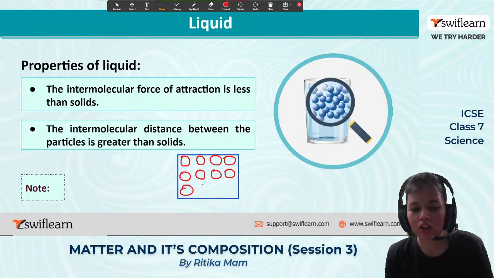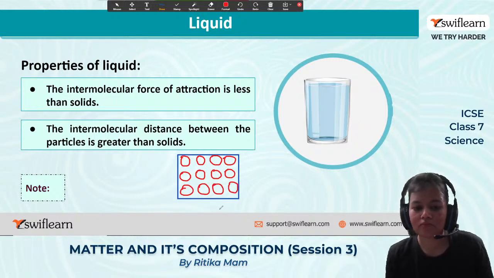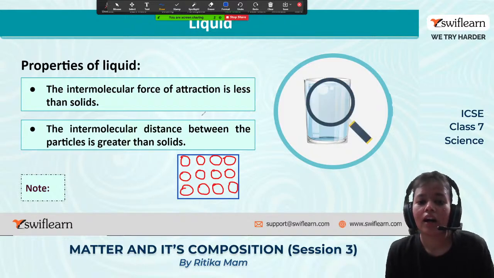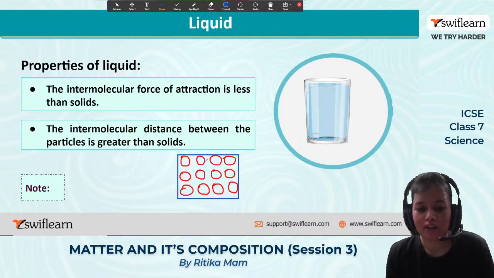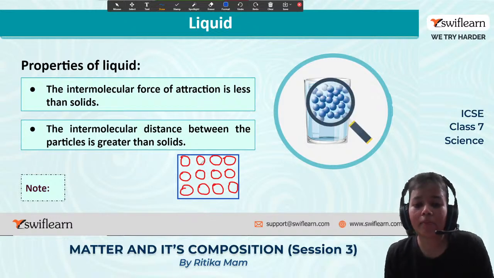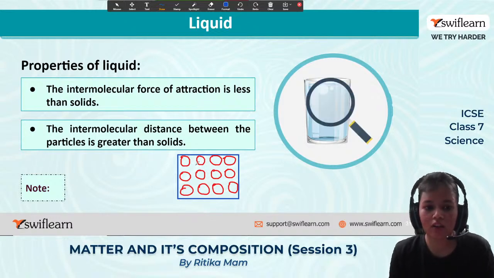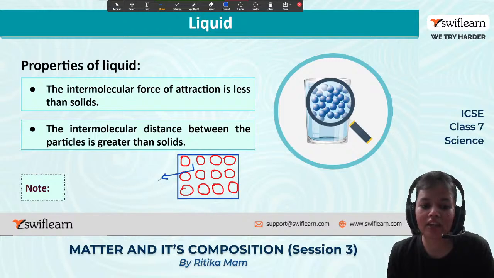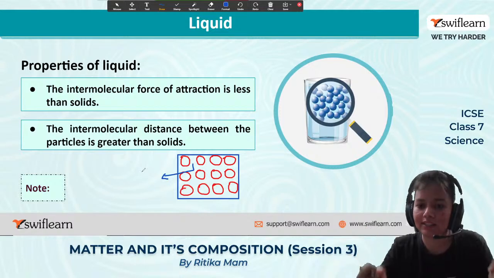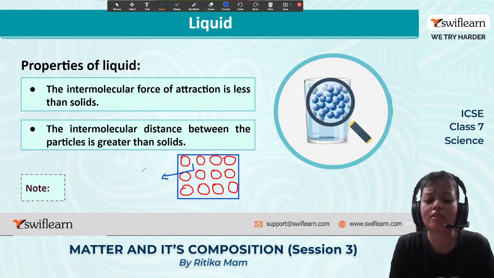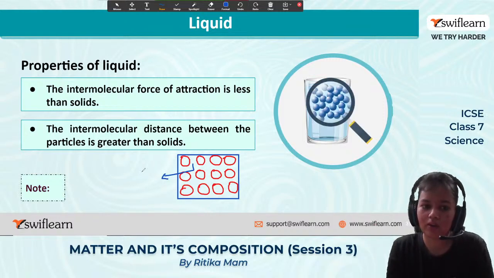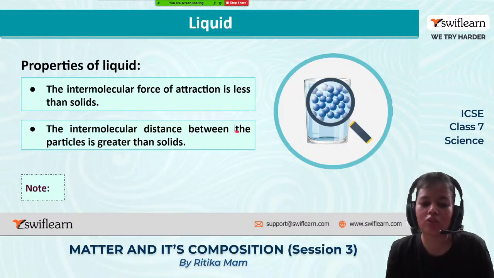Okay, so what you can conclude from this diagram, जो interparticle space है, it is a bit higher than solids. Okay, in solids there was absolutely no interparticle space. So therefore in liquids we have a bit more of interparticle space or intermolecular distance, and therefore the force of attraction is a bit less. Because space is a little more, therefore attraction will be a little less. So it will be a bit less than the solids.